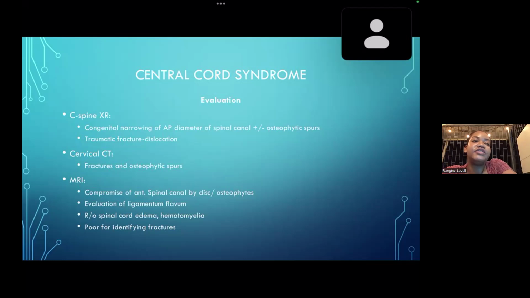The MRI, in addition, will disclose the compromise of the anterior spinal canal by those discs or osteophytes. And when combined with a plain C-spine X-ray or the CT, it increases the ability to differentiate osteophyte from traumatic disc herniation. Of course, we know MRI would be poor on its own in identifying fractures.